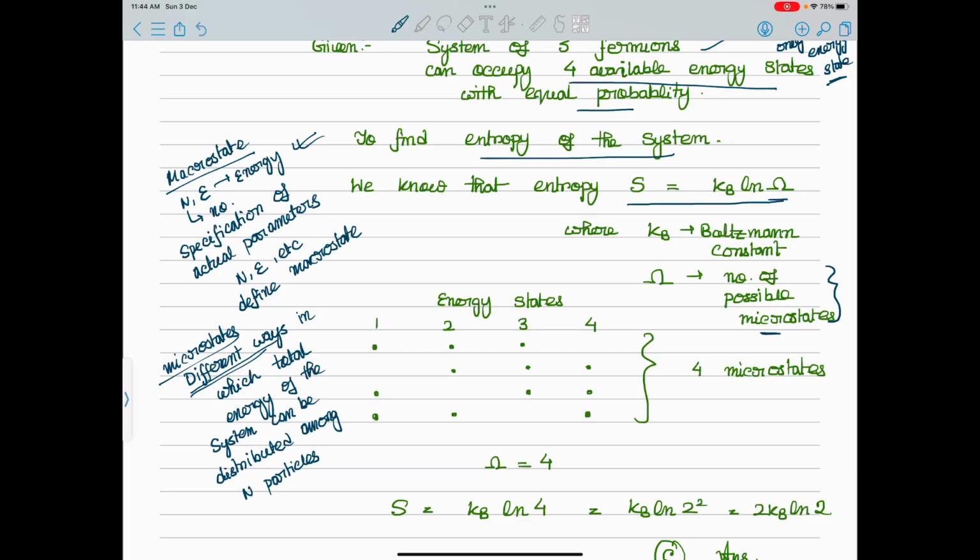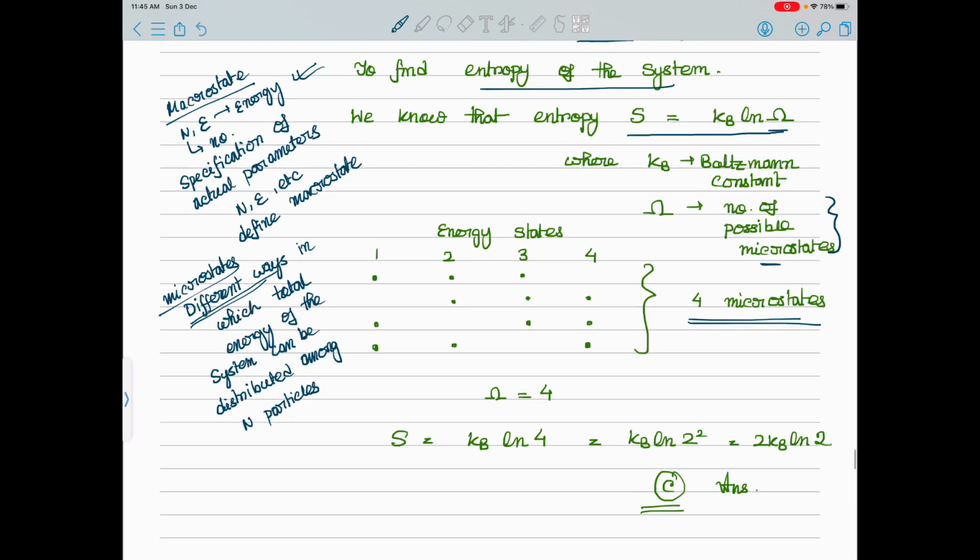Therefore, these are the possible microstates present. That is, 3 fermions are there. So it can be possible in the first case that one fermion is in the first state, another in the second state, another in the third state. Second possibility is that the 3 fermions are at 2, 3 and 4. Third possibility is 1, 3 and 4, and the last possibility is 1, 2, 4. So there are 4 possibilities in which these microstates can be found. So there will be a total of 4 microstates. Therefore omega, the number of possible microstates, is equal to 4, which we have found out from here.